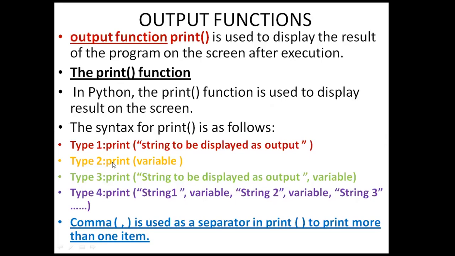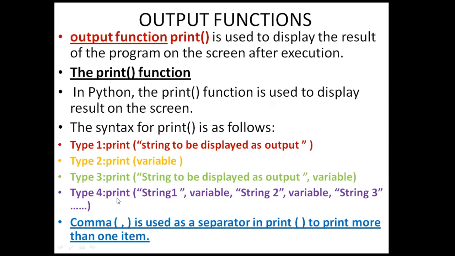The second way: print, open the bracket, give the variable name, close the bracket. Third type: print, open the bracket, within double quotes, the string to be displayed, which should be given in double quotes, comma, variable. So what is the comma here? Comma is called a separator in print. To print more than one item on the screen, we can use a comma.